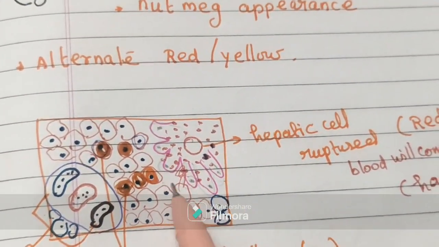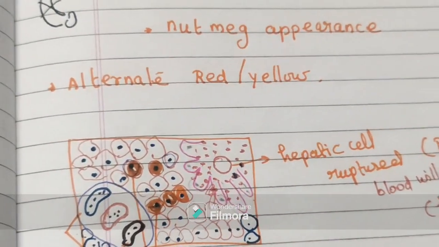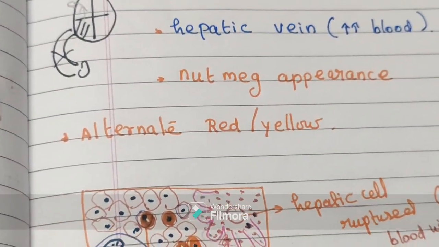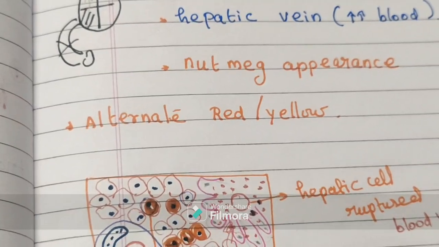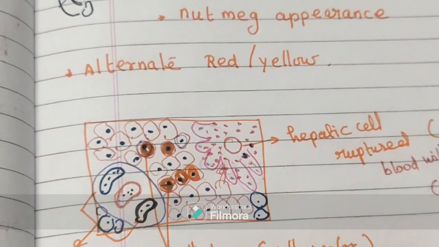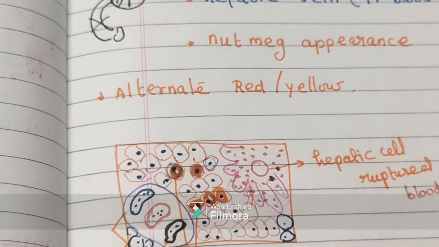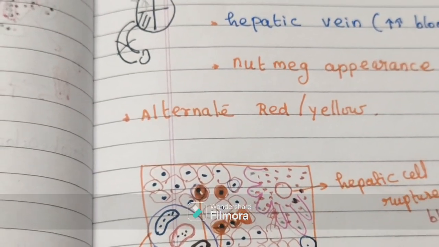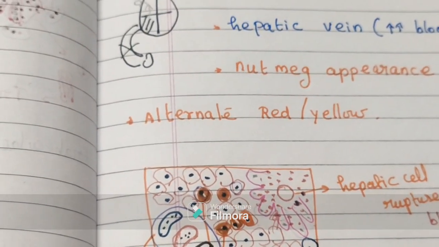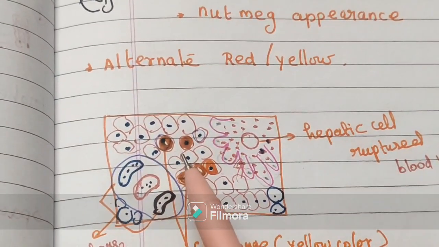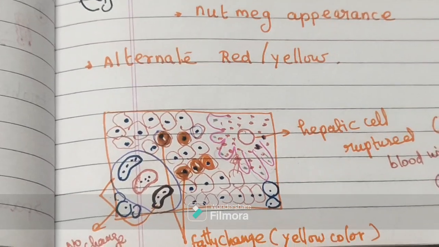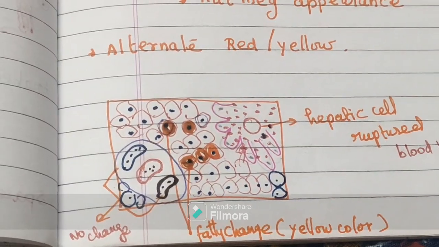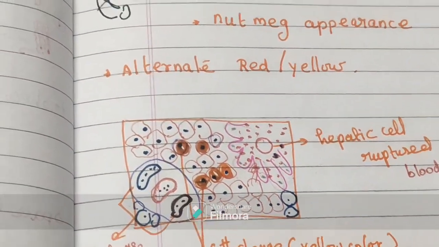Hepatocytes which are near the central vein, where the blood is coming out, the impure blood causes necrosis of the hepatocytes. So the hepatocytes look red in color because of hemorrhagic necrosis. And the hepatocytes which are near the portal triad have fatty changes inside them, producing yellow color. So the alternating red and yellow gives the nutmeg appearance.